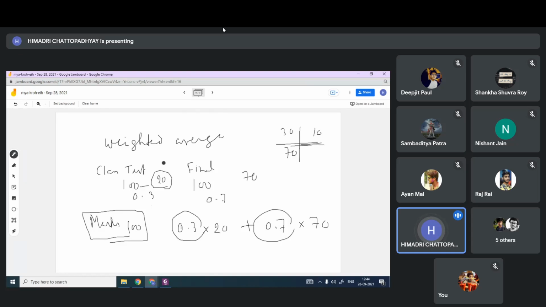Out of 30 someone scores 10, and out of 70 someone scores say 65. Total is 75. But if I take 100, 20 and 70, then to get it in 100 I have to give the weight to go to this formula. So these are the weights 0.3, 0.7.